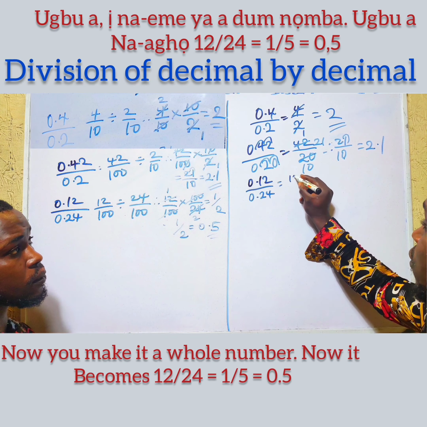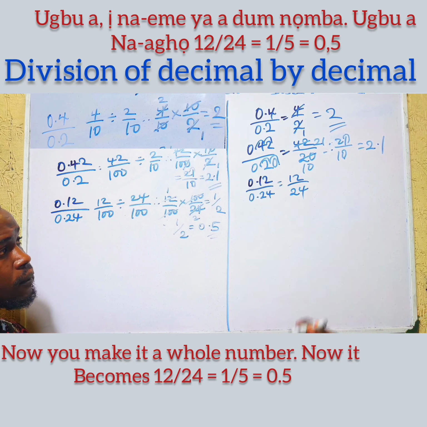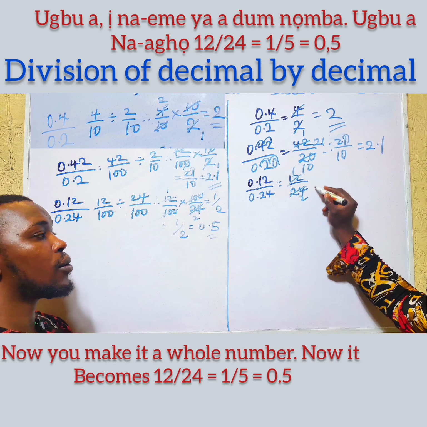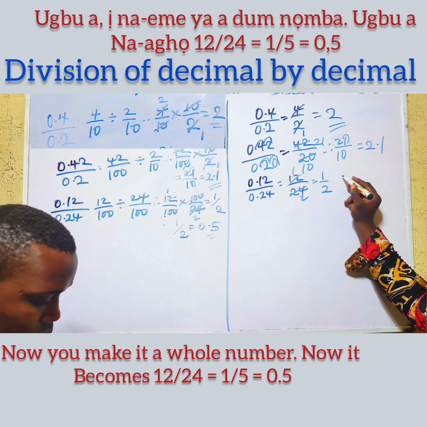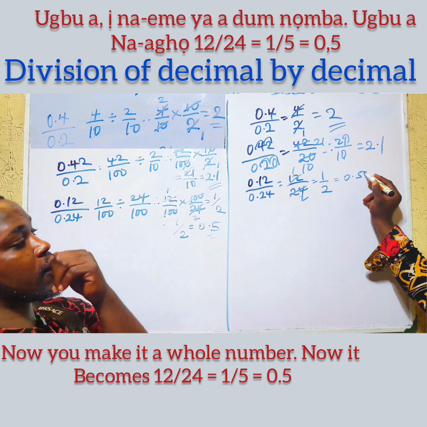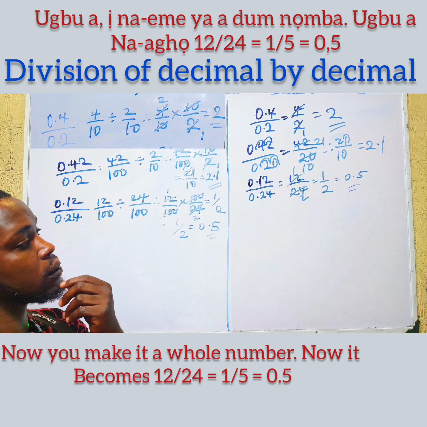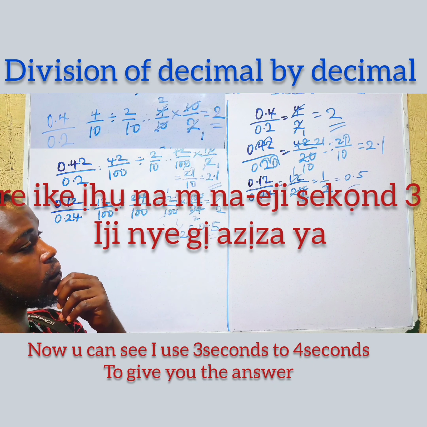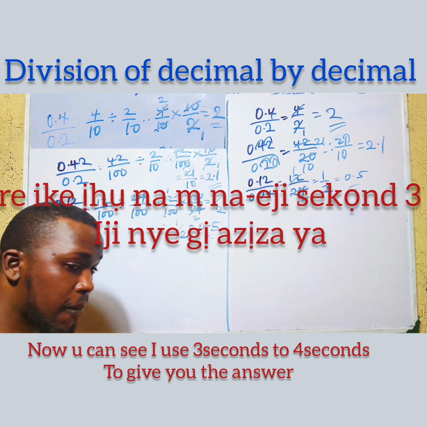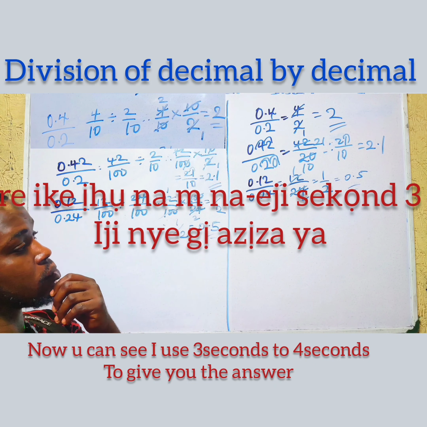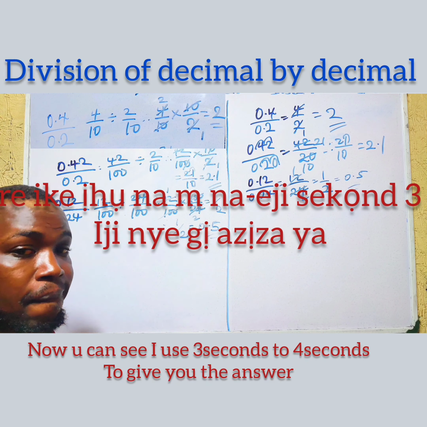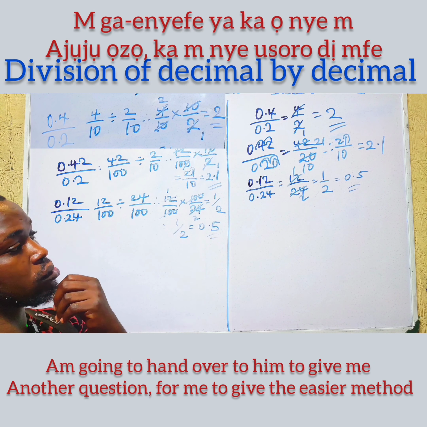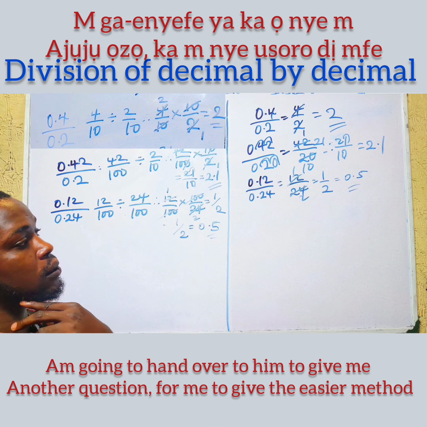It gives you 12 divided by 24. Now 12 into itself, 1, into 24, wow, 2. Now we have 1 over 2. 1 over 2 to decimal is equal to 0.5, without wasting much time. You can see that I spent just 3 or 4 seconds to give you the answer, while it took about 10 seconds to solve the question. I'm going to hand over to him again to give me another question, whereas I've given the easier method.